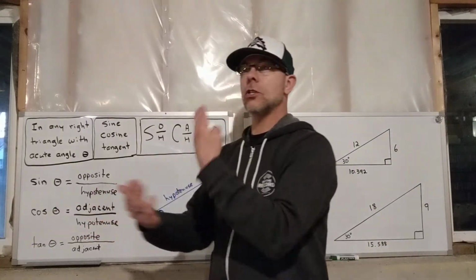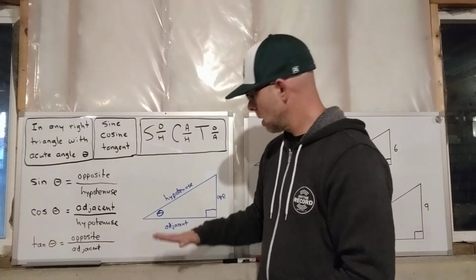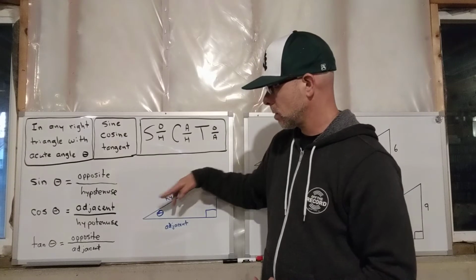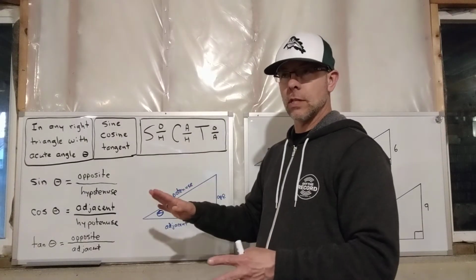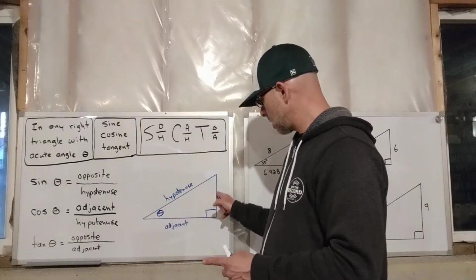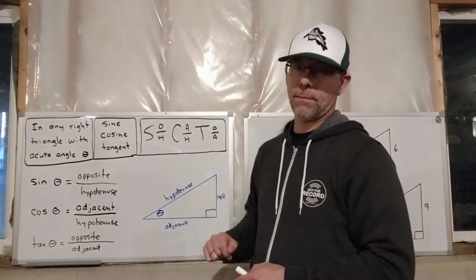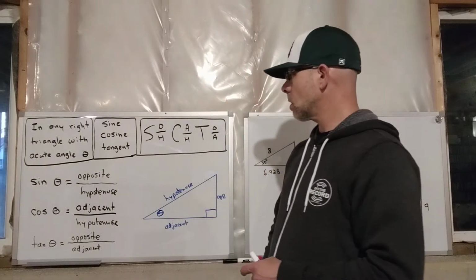Cosine is the adjacent over the hypotenuse. Here's the theta, adjacent divided by the hypotenuse. And then the tangent is the opposite divided by the adjacent. Opposite divided by the adjacent. Okay, so those are called the trig ratios.